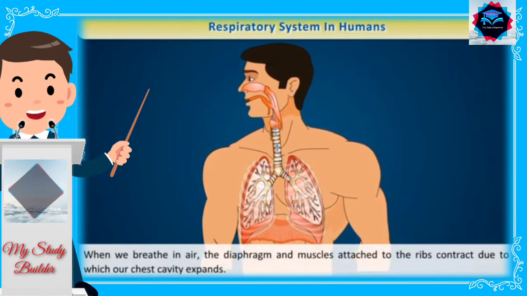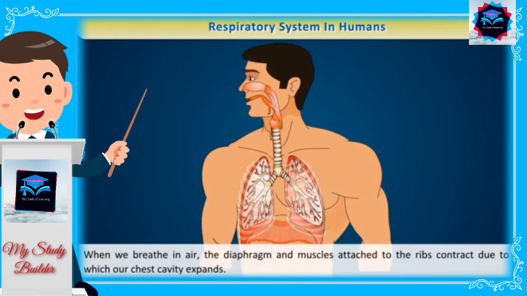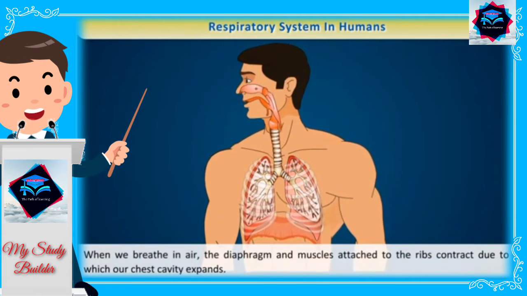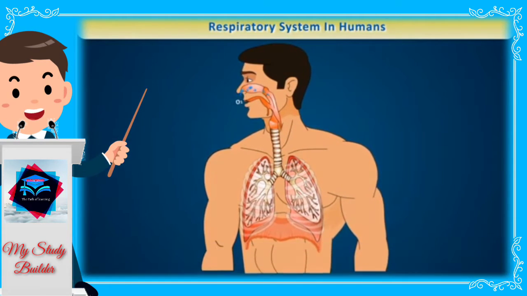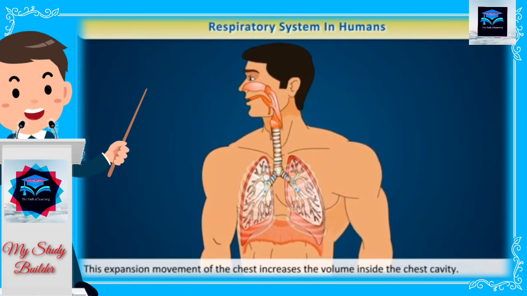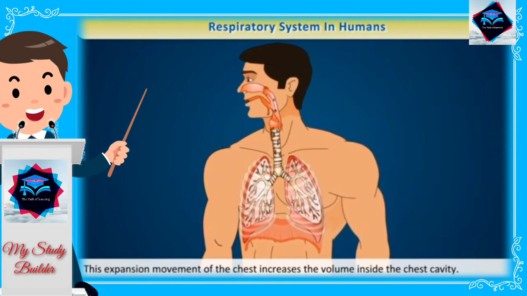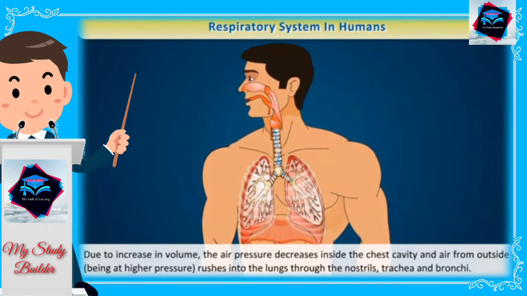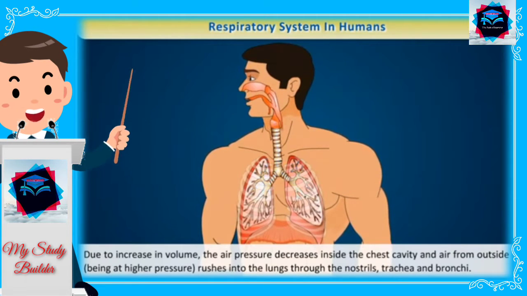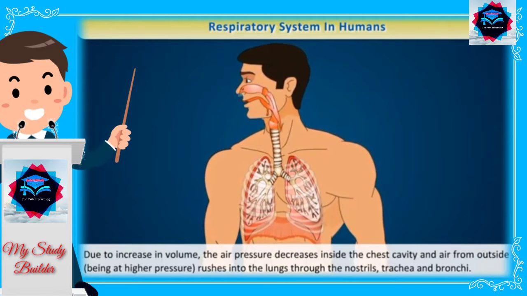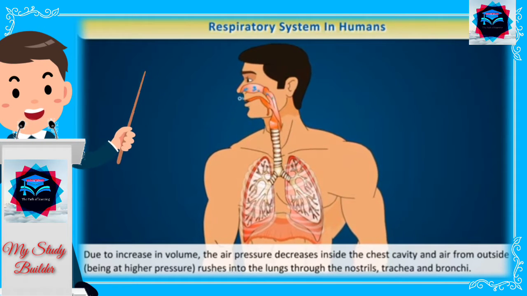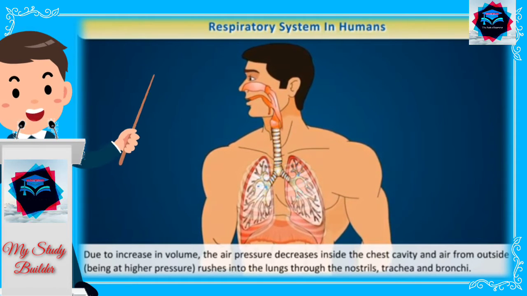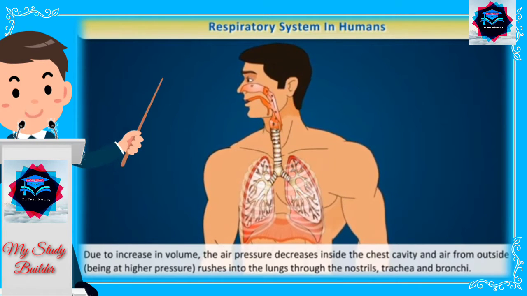When we breathe in air, the diaphragm and muscles attached to the ribs contract, due to which our chest cavity expands. This expansion movement of the chest increases the volume inside the chest cavity. Due to increase in volume, the air pressure decreases inside the chest cavity, and air from outside, being at higher pressure, rushes into the lungs through the nostrils, trachea and bronchi.